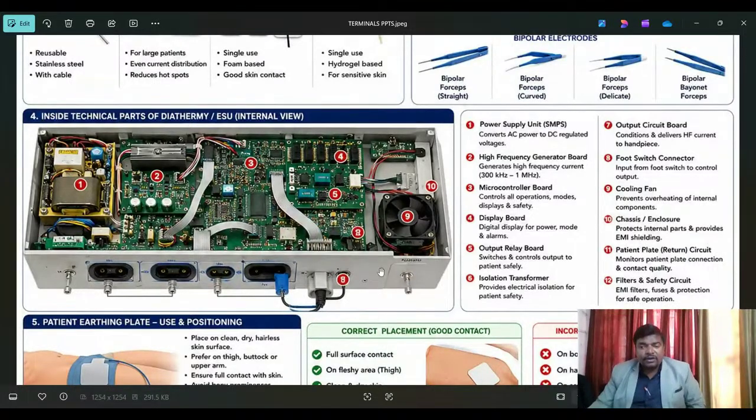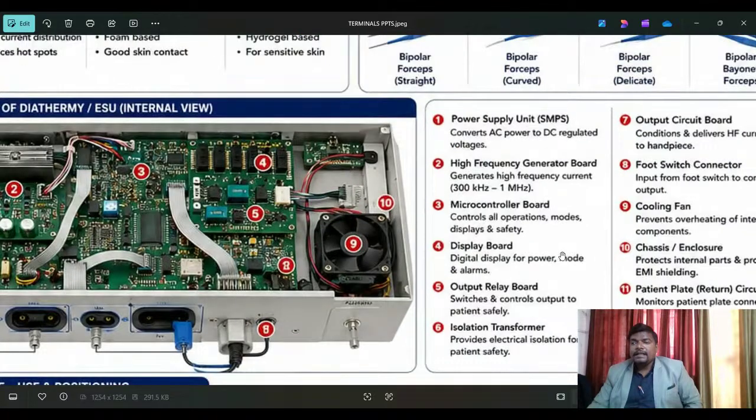See here, this is the back part of the diathermy. Sometimes bipolar cable connections are on the backside. Backside bipolar, monopolar, all these connections are there, and earthing, everything is available here. You can see it. Next, now I'm going to read this.